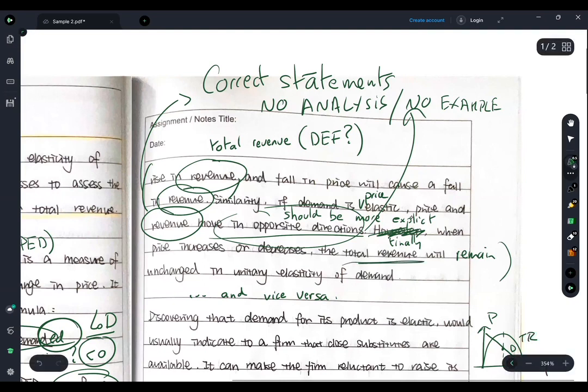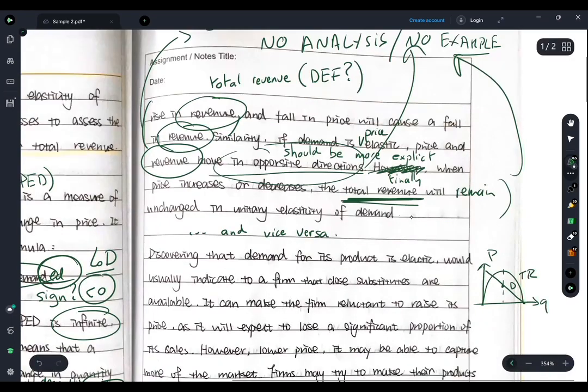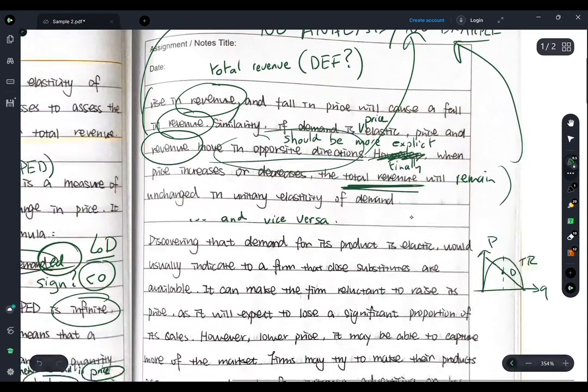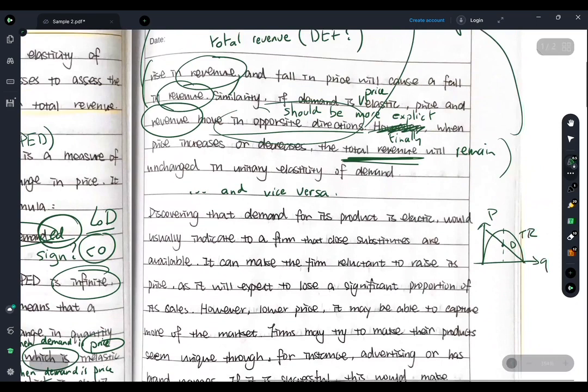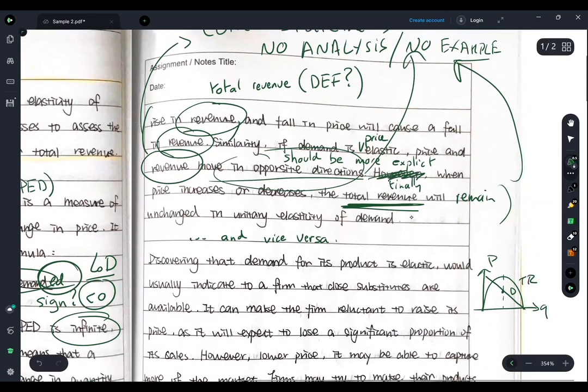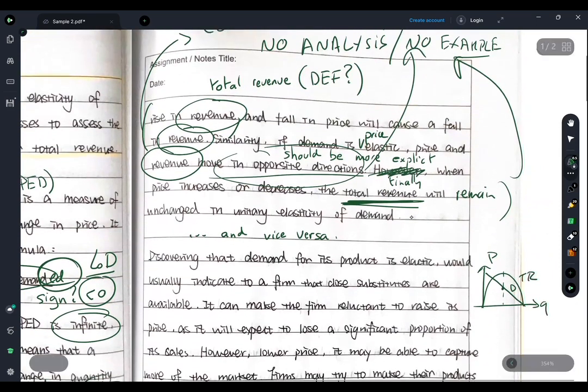Okay, here we have total revenue. Okay, so that's better, but we still don't have a definition. And again, these are mostly statements that are not explained. There is no analysis, there is no example, there is no diagram. So it's okay, but it's very superficial, and the student has not clearly demonstrated application and analysis skills. All right, so at that stage, you see that there is a lot of things that are missing.